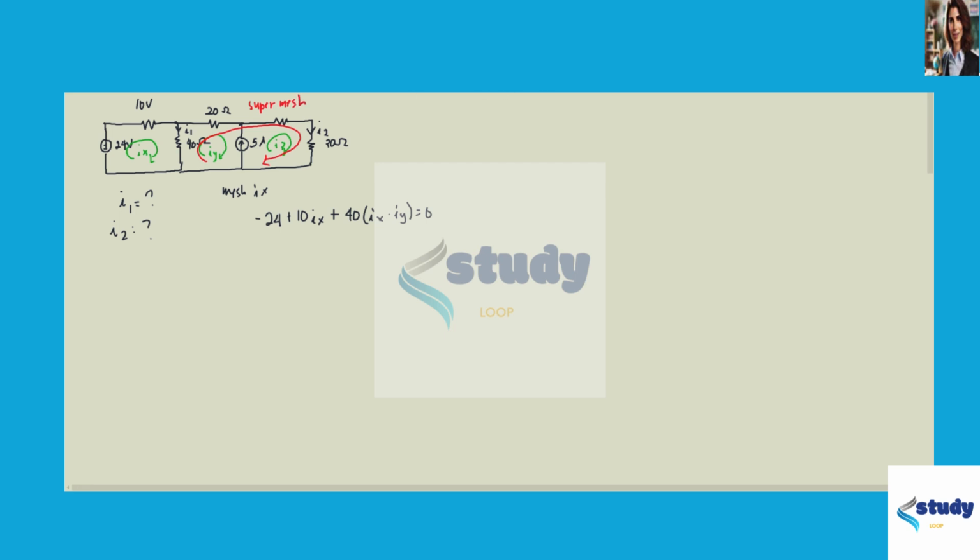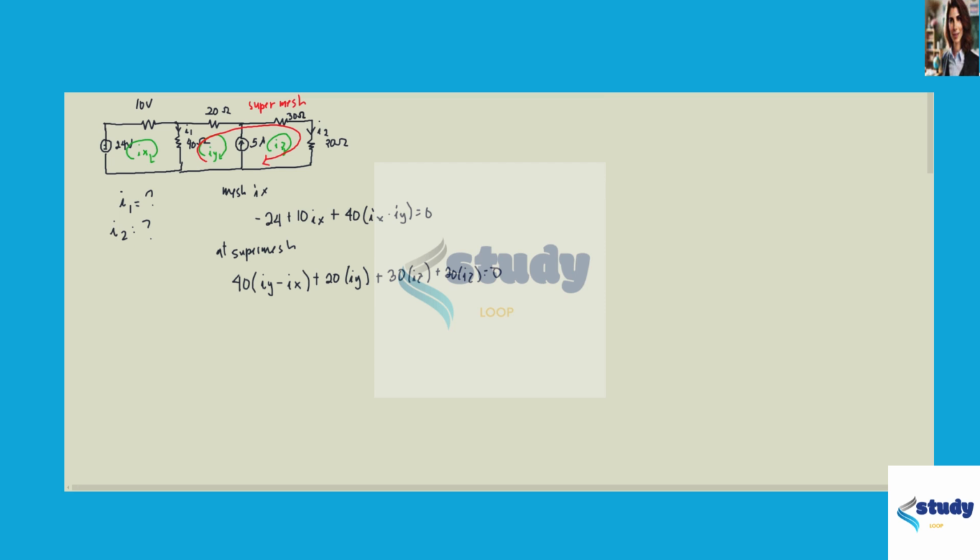Using KVL at the super mesh, we get 40 times Iy minus Ix, plus 20 ohms times Iy, plus 30 times Iz, plus 20 times Iz is equal to 0. 30 ohms.